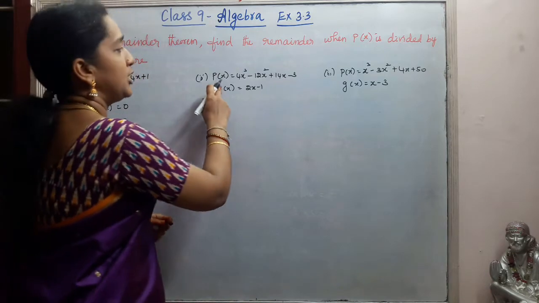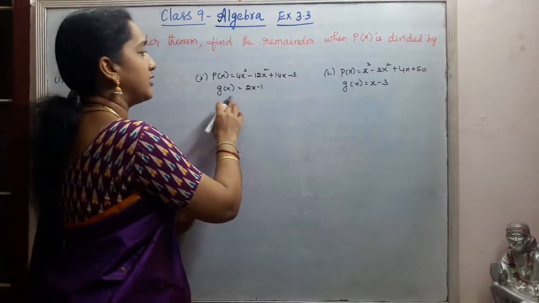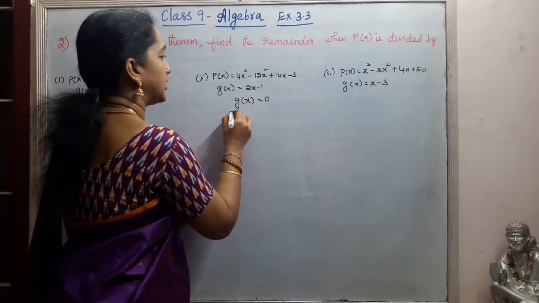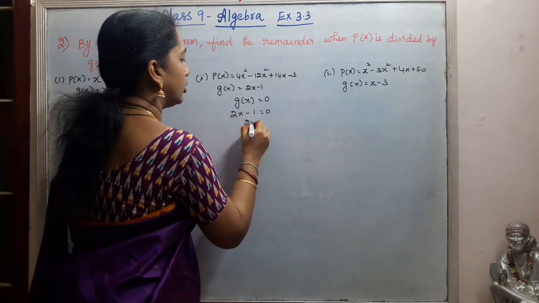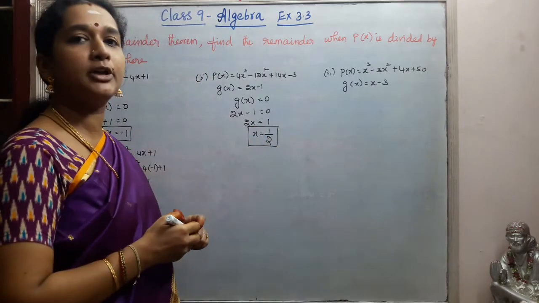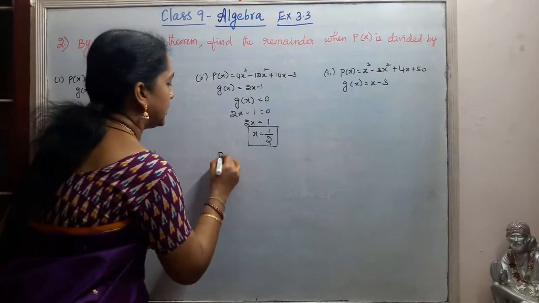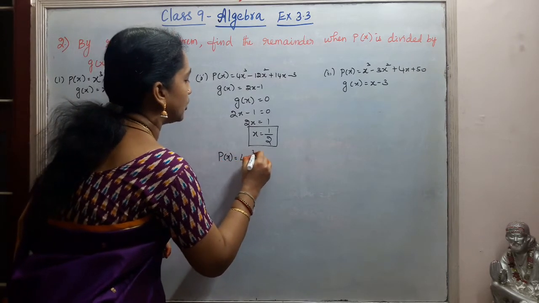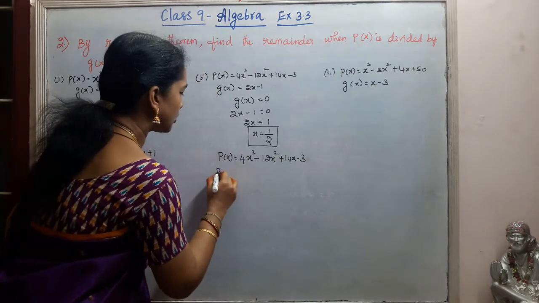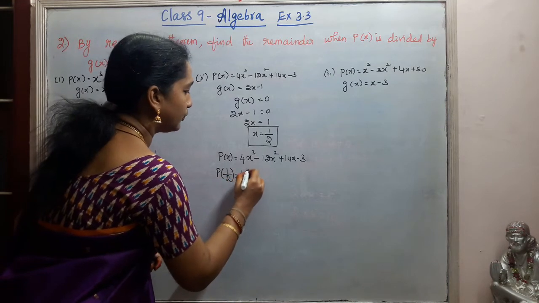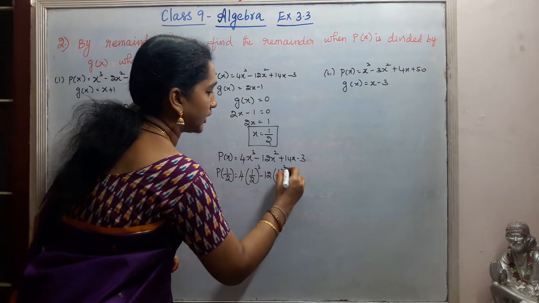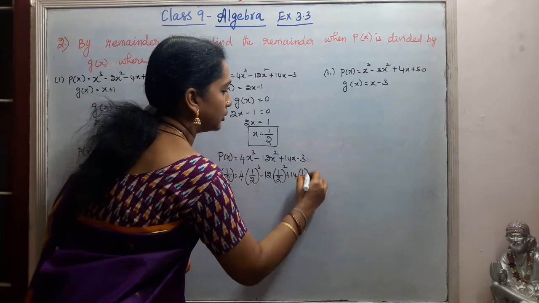Next sum is P of x is equal to a polynomial is given, G of x is equal to 2x minus 1. So here we will take G of x is equal to 0, that is 2x minus 1 is equal to 0. So 2x is equal to 1, x is equal to 1 by 2. So this x is equal to 1 by 2, we will substitute it in P of x. So P of x is given as 4x cube minus 12x squared plus 14x minus 3. So P of 1 by 2 is equal to 4 into 1 by 2 the whole cube minus 12 into 1 by 2 the whole square plus 14 into 1 by 2 minus 3.